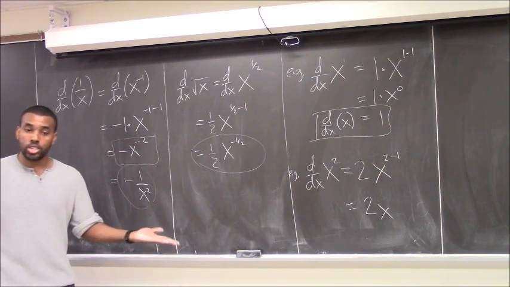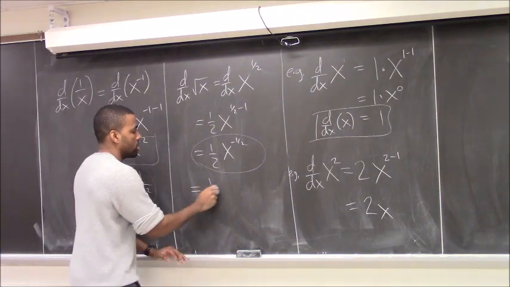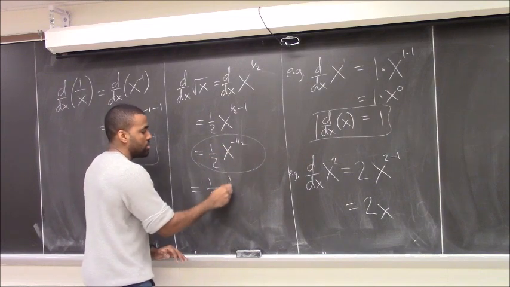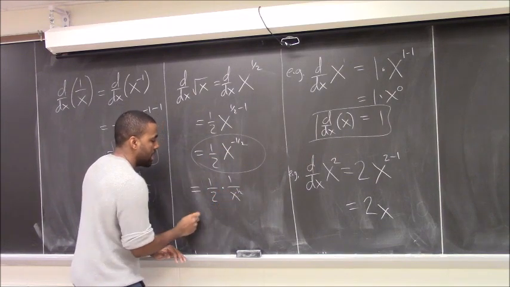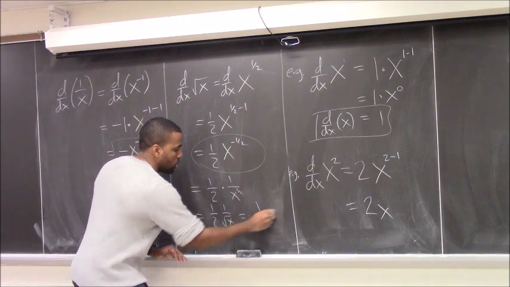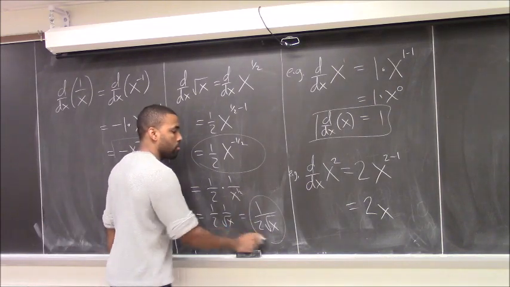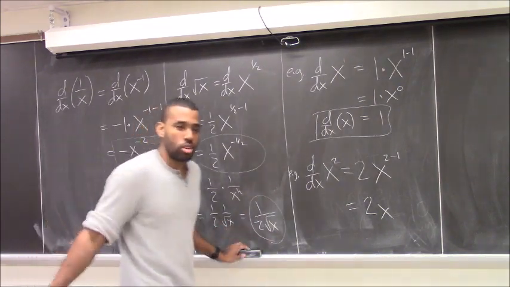In general, that answer is fine for me, but if you want to make it look like the answer we had before, just realize x to the minus half is just 1 over x to the half. X to the half is radical x. So I end up with 1 over 2 radical x. That was the form we had before. It's exactly the same, right? With a lot less struggle.